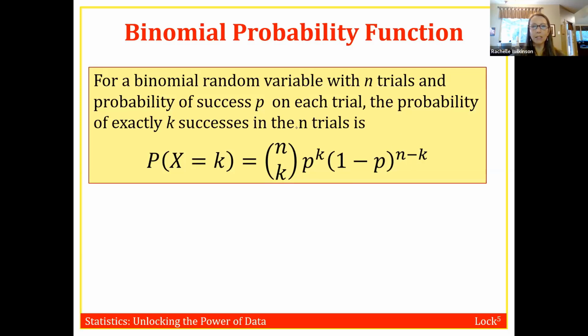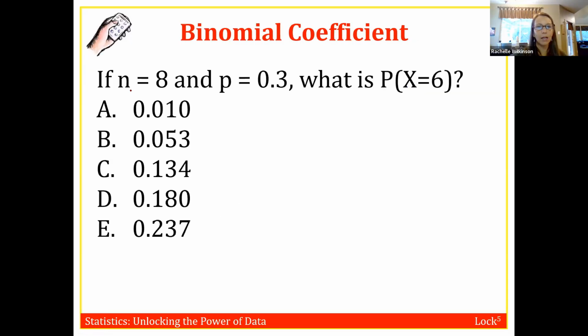So notice that there's basically 3 things here. There's n, there's k, and there's p. Looking at these problems, if you can just figure out those 3 things, you can plug them all in and you'll be good as gold. So this one is pretty basic. They don't even put it into a word problem for us. So we know n is equal to 8. We know p is equal to 0.3, and this is the notation here. They're telling us that k is equal to 6.